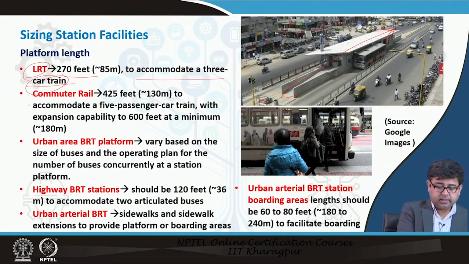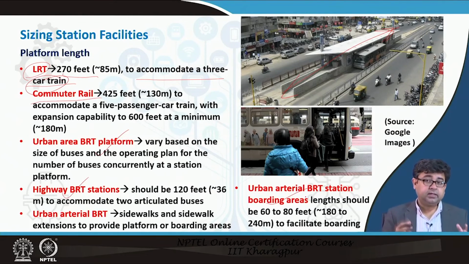Similarly, commuter rails have different platform length standards. BRT, based on whether it is on a highway or an urban arterial, has different length standards, suggestions or recommendations which need to be followed.